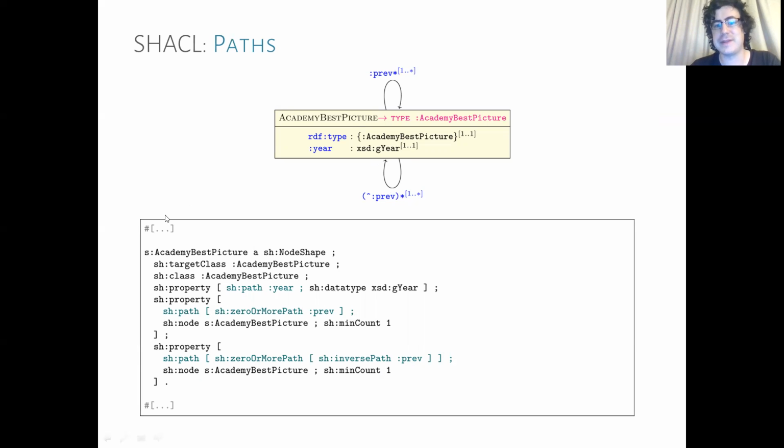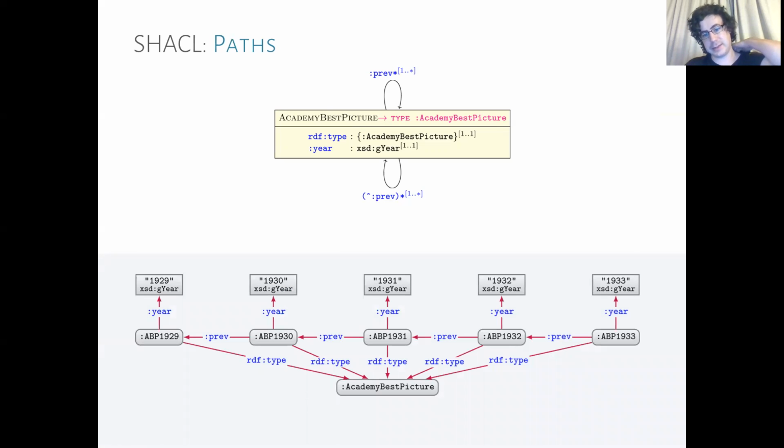So the very first Academy Best Picture will still have the zero or more path of previous. And we see the definitions here. So zero or more path previous, in this case, is the zero or more path of the inverse path of previous. Okay, so we see how we can express these paths in Turtle.